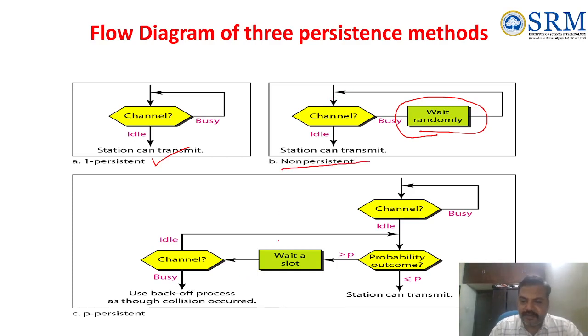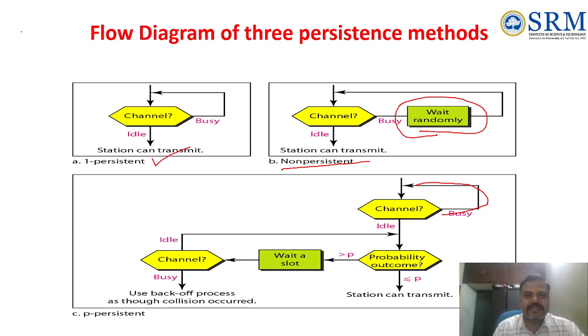In P persistent, the station is sensing the channel. If the channel is busy, again it follows the one persistent mechanism, continuously sensing the channel. In the other case, when the channel is idle, it chooses a random probability value P. Then based on the value of P, it takes the decision. The data can be transmitted, or again it has to wait for another slot.